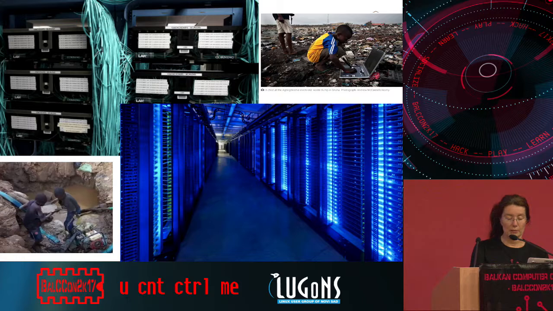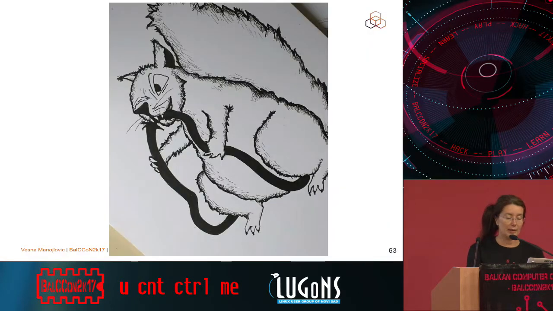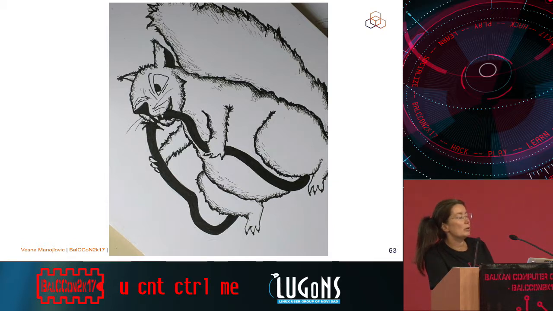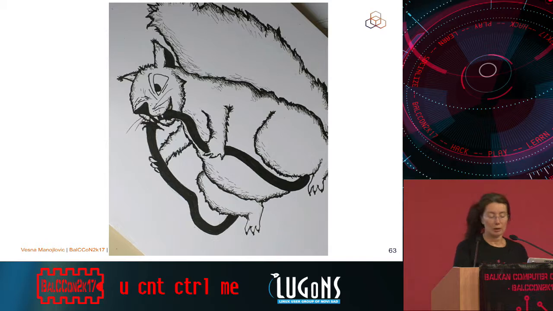And even worse, we destroy the habitat for the animals. But don't worry, the animals are fighting back. Apparently, this is from the Hackers Conference 4 years ago in Holland, where squirrels were chewing on the fiber optic cable and causing the outage of the internet for our hackers camping.